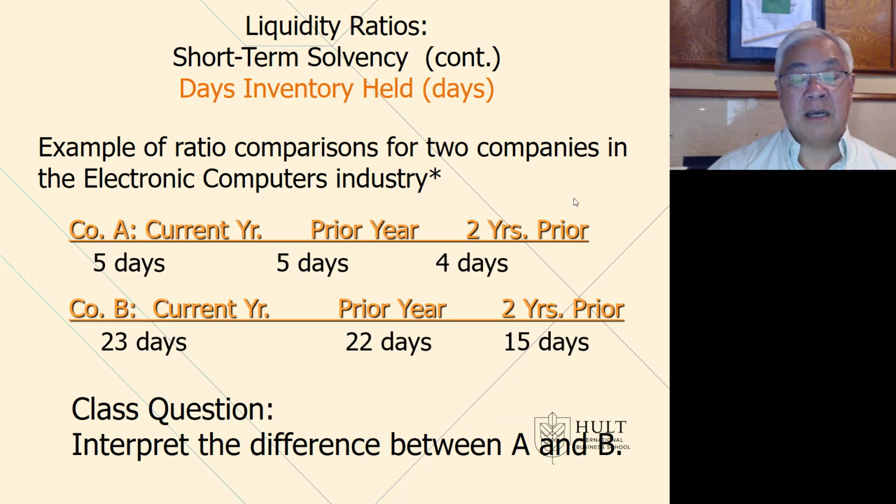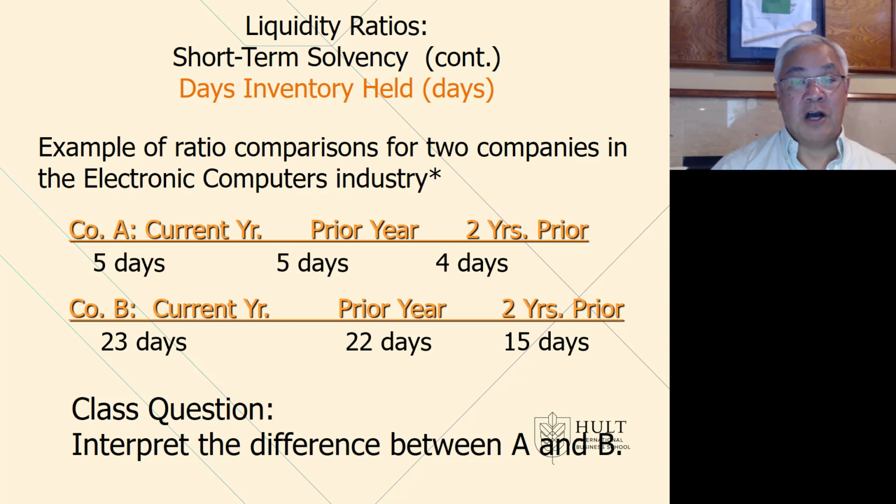Next is days comparison for 2 companies. Just to take a pause here. Company A has 5 days this year, 5 days the prior year, and 4 days the year before. Company B went from 15 to 22 to 23. So let's look at them. A deteriorated, but only slightly, from 4 to 5 to 5. So they're taking a little bit longer to sell their inventory than before, but B's in trouble.